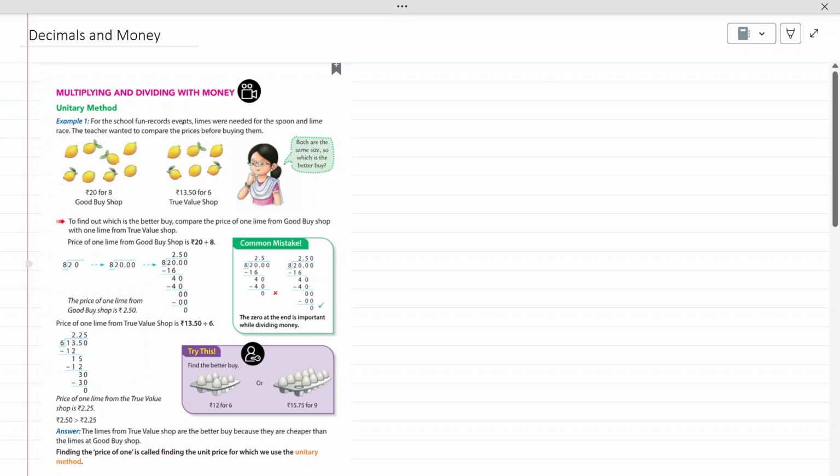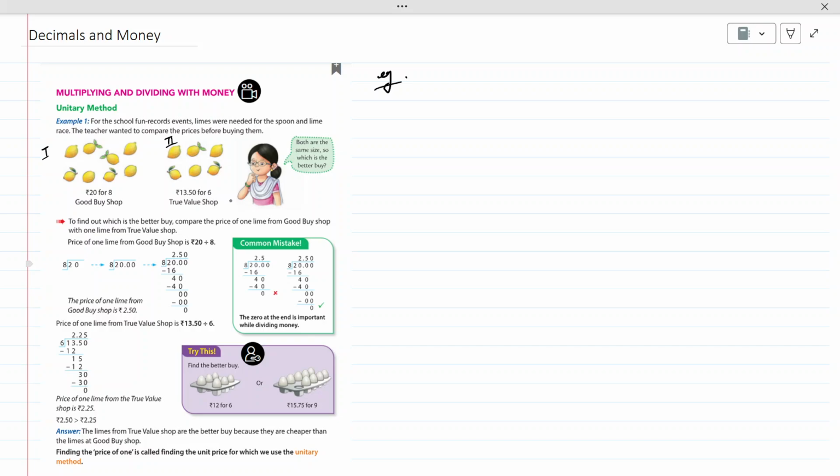So let's take these two examples given here. In the first example, there is a school teacher. She wants to purchase some limes for the spoon and lime race in the class, and for that she goes to two shops. This is shop number 1, this is shop number 2. In shop number 1 there are 8 lemons for rupees 20, and in the second shop there are 6 lemons for rupees 13.50.